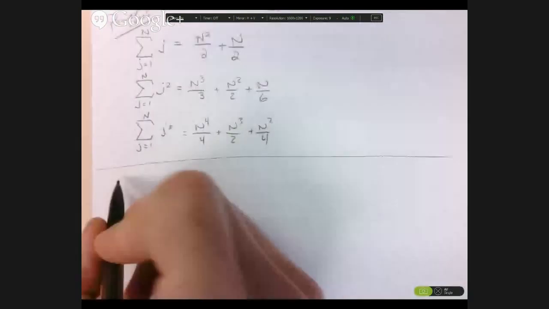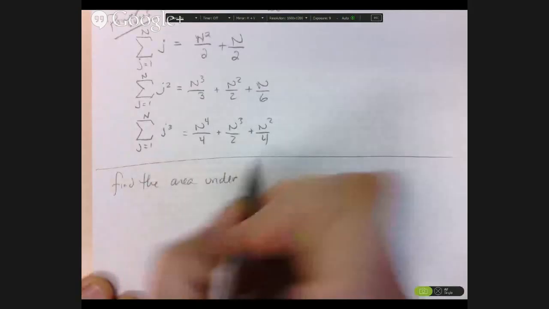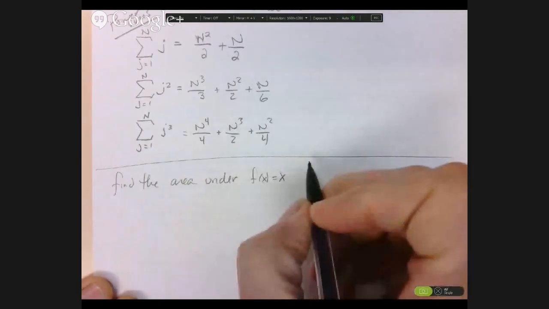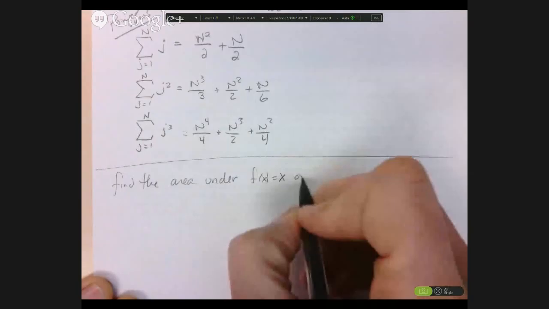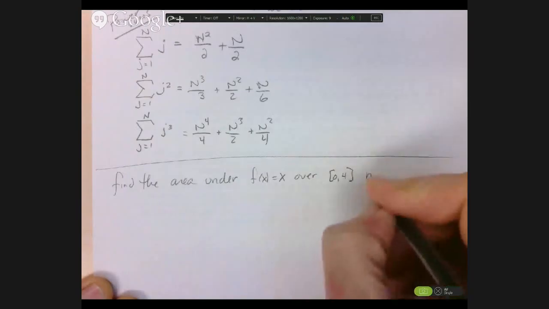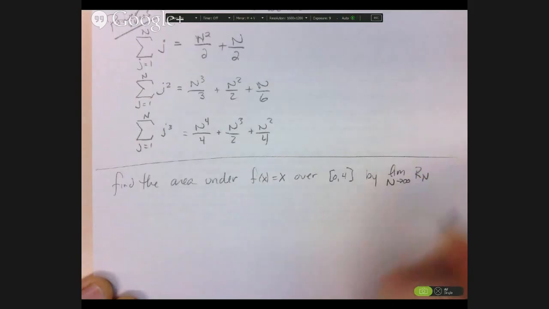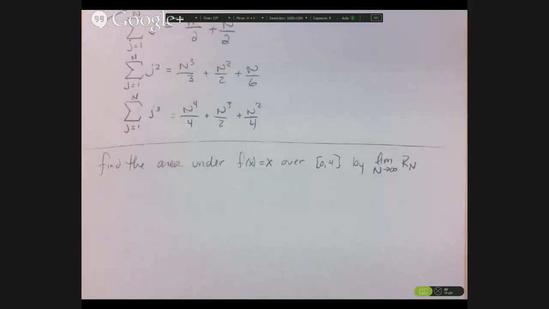The best way I know to do this is to show you. Okay, so we're going to find the area under f of x equals x squared from 0 to 4 by taking the limit as n goes to infinity of the right-handed endpoints.